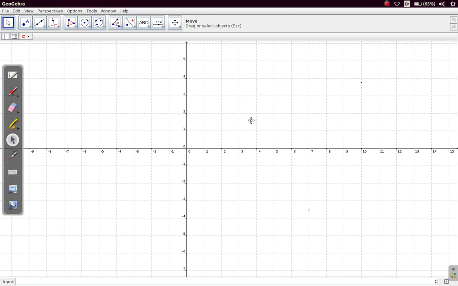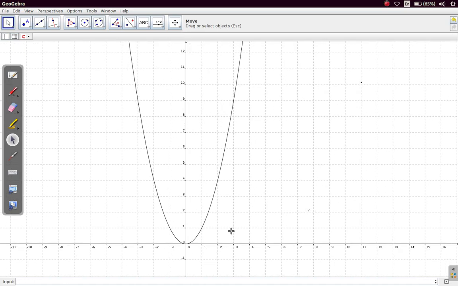Differentiation involves finding a rate of change, and you're looking at a rate of change at an instant of time instead of over an interval. All right, let's look at this graph. Y equals x squared, so it's x to the power of 2.